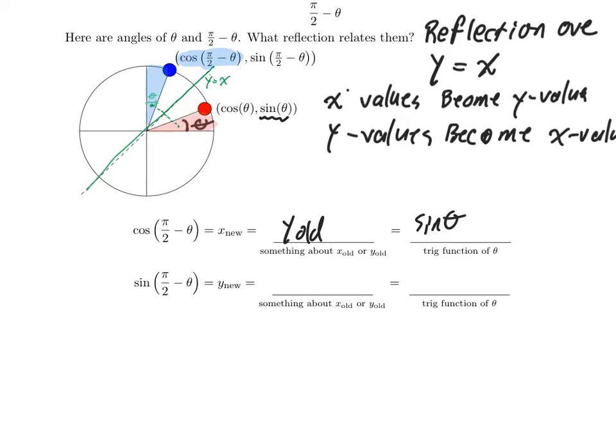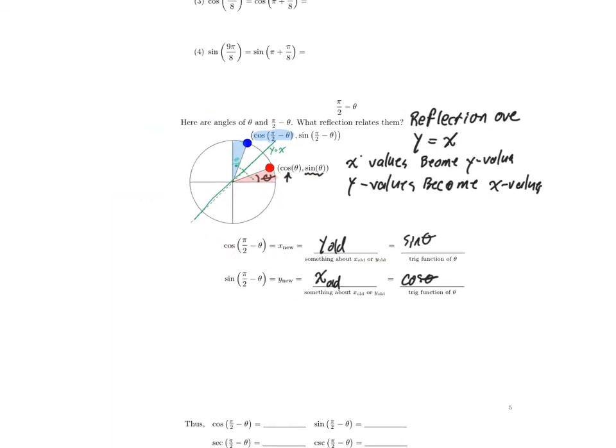Similarly, sine of pi over 2 minus theta, that's the new y value. After you do this reflection, though, that's the same thing as the old x value. But the old x value, what is that? That's cosine of theta. So the sine of pi over 2 minus theta is exactly the same as the cosine of theta.